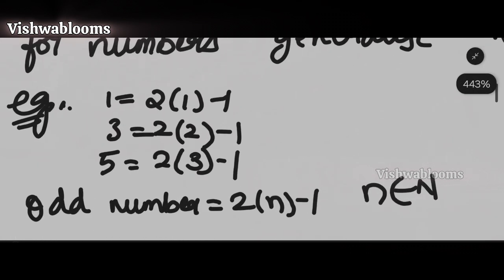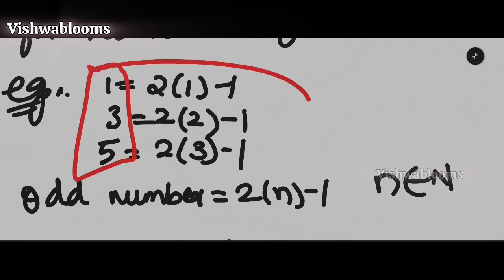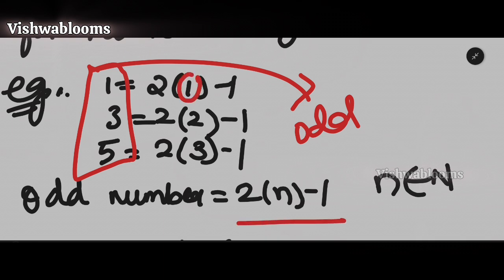Now see, I can write 1 as 2 into 1 minus 1, 3 as 2 into 2 minus 1, 5 as 2 into 3 minus 1. Observe one thing: I am writing odd numbers here. So, what is the general form for odd numbers? 2 into n minus 1. Here 1, 2, 3 is only changing. The rest is all the same. The 2 is the same. Minus 1 is also the same. This is what is getting changed. So we are generalizing the repeated ones, with n written here.